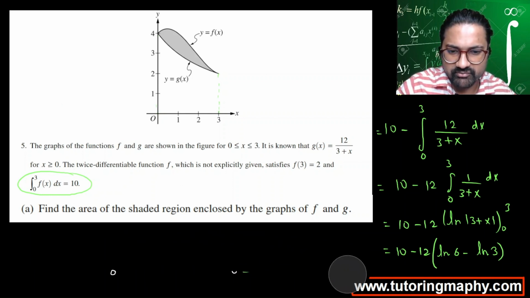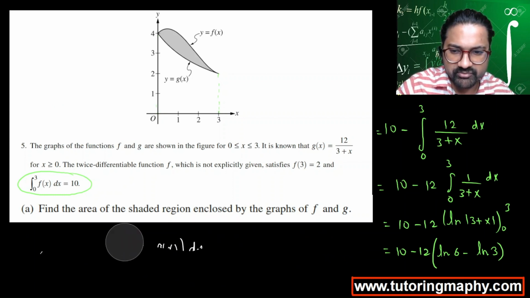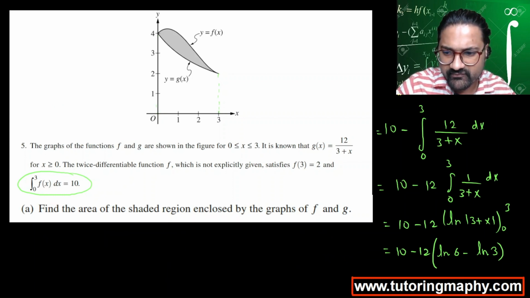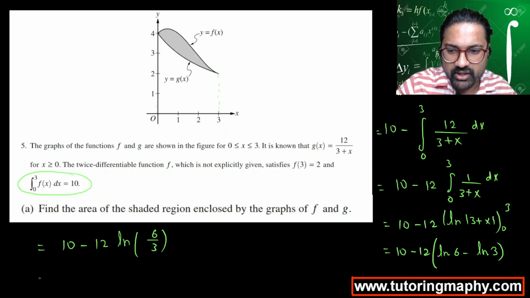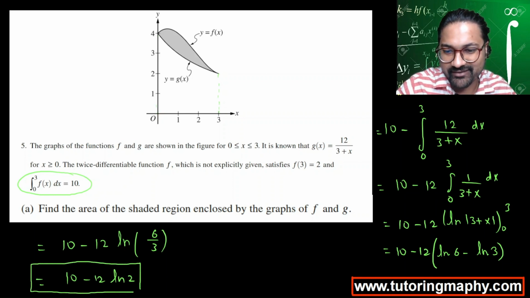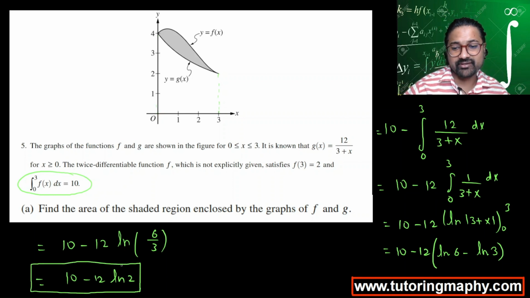Let me try to make some space for myself. So this is going to look like 10 minus 12 times. What is log a minus log b? That is log of a over b. So that's going to look like log of 6 over 3. Now what is 6 over 3? That is 2. So 10 minus 12 ln of 2. That is the final answer. Ln 2, if you know the approximate value, feel free, but I would recommend that you just leave it like that because the calculator is not allowed.